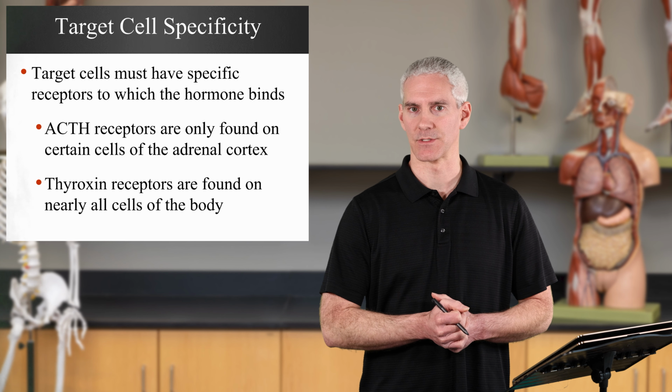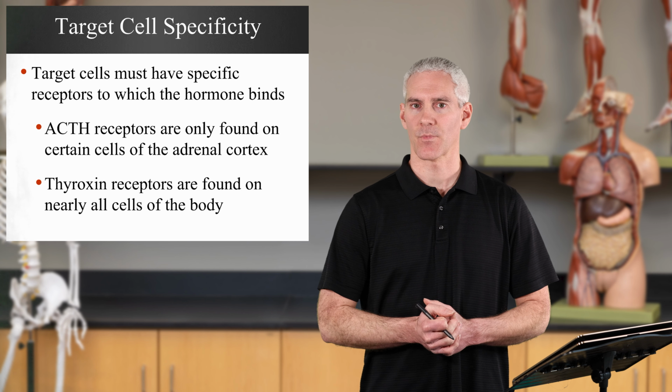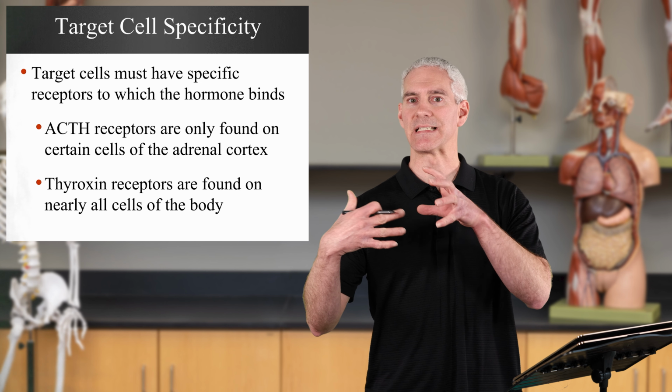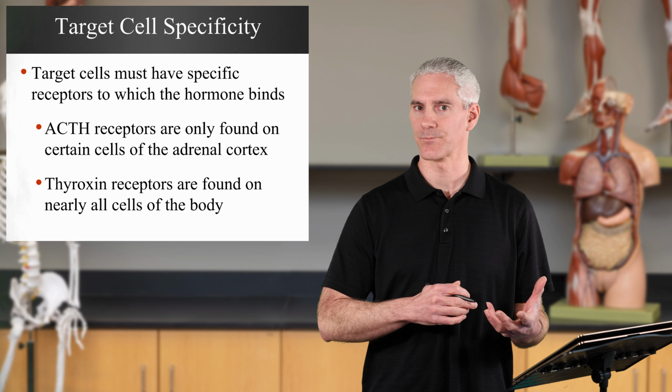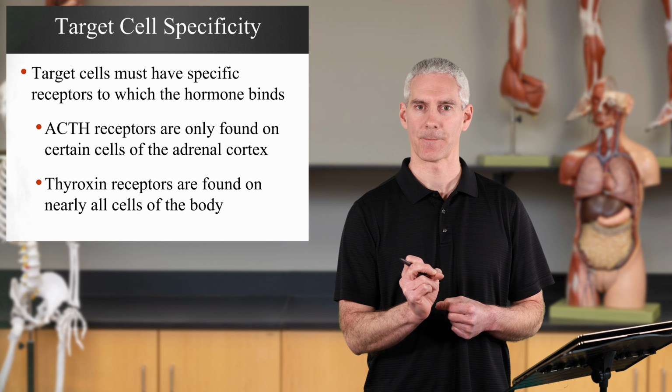So that means you can find adrenocorticotropic hormone, ACTH, from head to foot, but it can only exert its effect on the adrenal cortex because that's the only place that the receptors are found. So again, that's why it's important to know where the receptors are versus where the hormone is. The hormone can be everywhere, but it won't do anything unless it has its specific receptor.